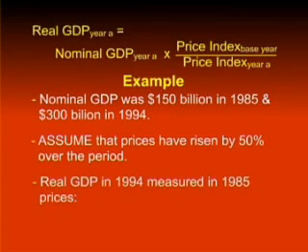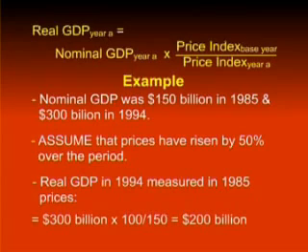Now, what is real GDP in 1994 measured in 1985 prices? That is controlled for the change in prices that has happened from 1985 to 1994. Applying the formula, we get real 1994 GDP is equal to $300 billion multiplied by 100 over 150, where 100 is the price level prevailing in the base year and 150 is the price level prevailing in the year of interest. And therefore we get a real 1994 GDP of $200 billion.